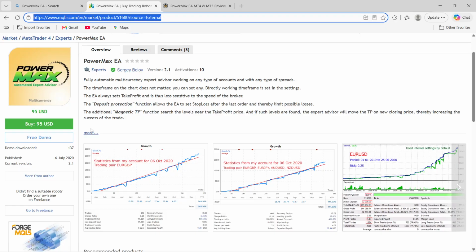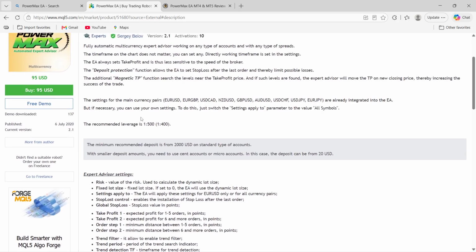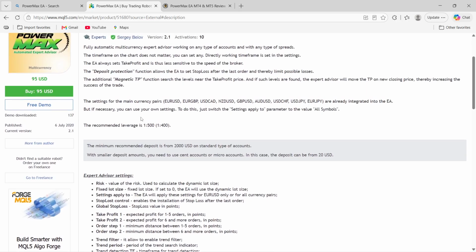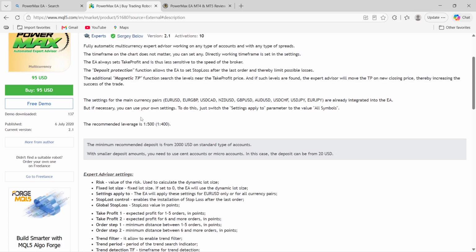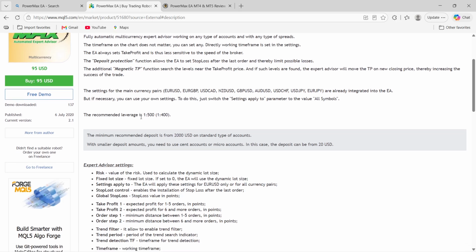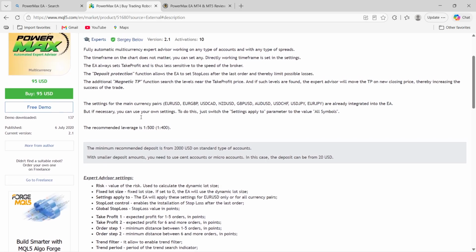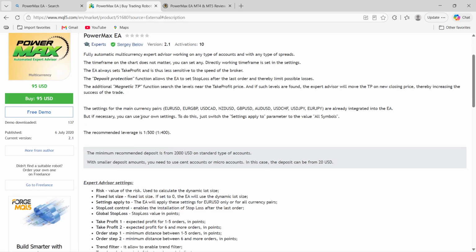Alright, so let's have a walkthrough of the strategy. Okay, so the developer describes PowerMax as a fully automatic system that doesn't care what time frame you put it on the chart. You set the working time frame inside the inputs. It always uses take profit levels, which they say makes it less sensitive to broker execution speed. That's because once the TP is set on the broker side, it doesn't need the EA to constantly send close commands.